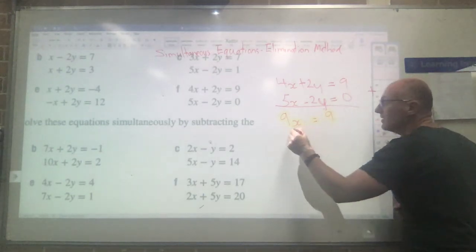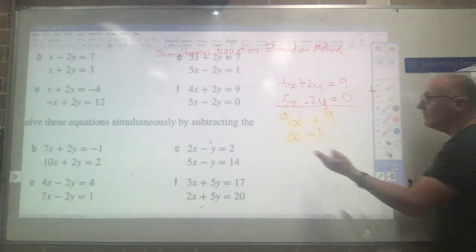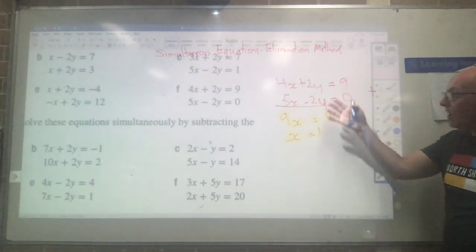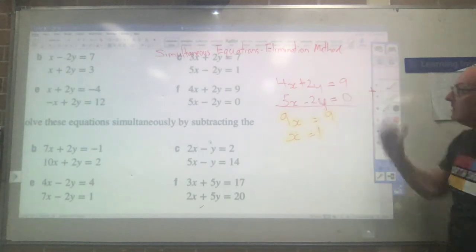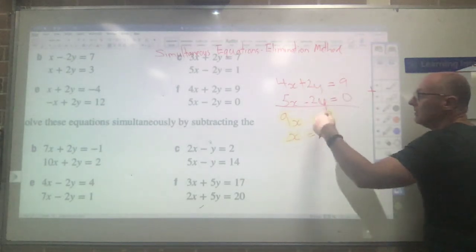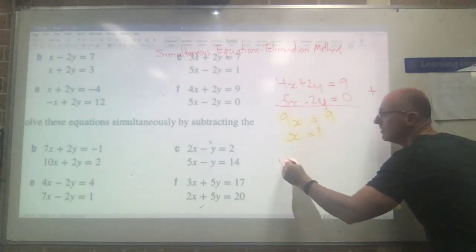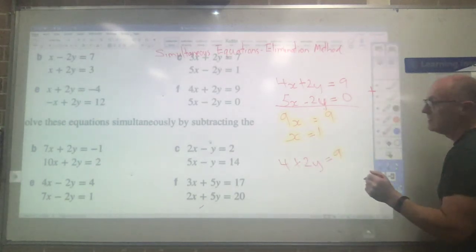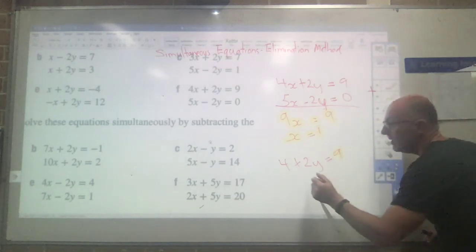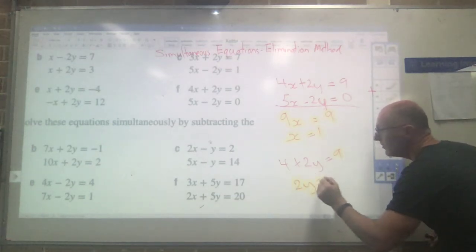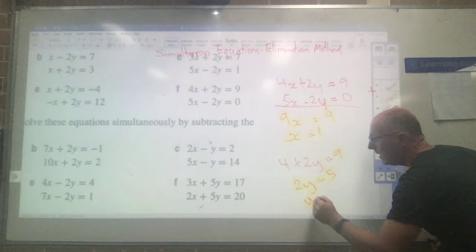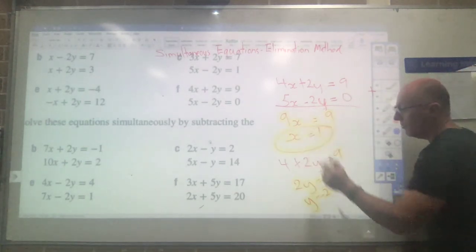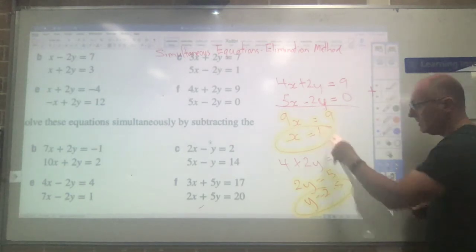X equals 1. There you go. So very quickly, going through a plus sign, we've got x equals 1. We still need the y coordinate, so I'm going to choose the top one and say, right, x is 1. So 4 lots of 1 is 4, plus 2y equals 9. What we're going to do here, subtract the 4, 2y equals 5, and y equals 2.5. So there we go, there's our coordinate. The coordinate is 1, 2.5.